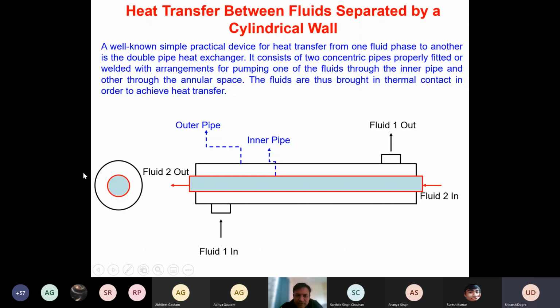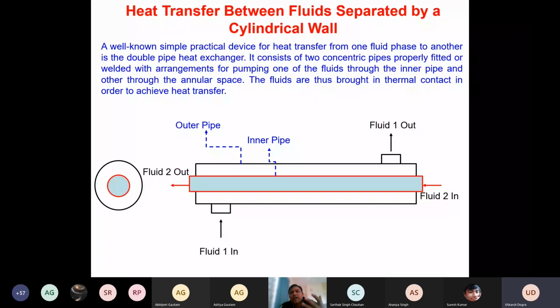The well-known simple practical device for heat transfer. It consists of two concentric pipes properly fitted or welded, with arrangement for pumping one of the fluids through the inner pipe and the other through the annular space. The fluids are thus brought in thermal contact in order to achieve the heat transfer. Shell and tube heat exchanger is the generalized version of this. When multiple such tubes are arranged in a common shell, it is called a shell and tube heat exchanger. We will look at that later on.